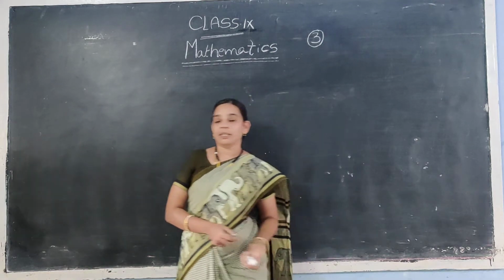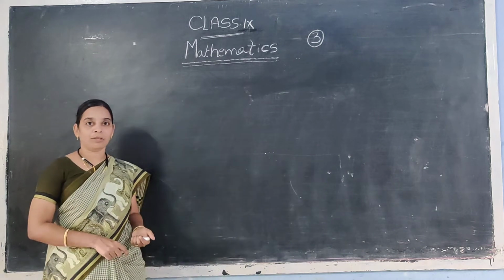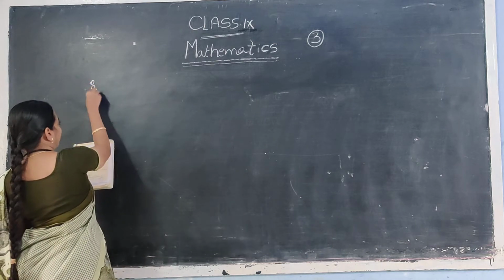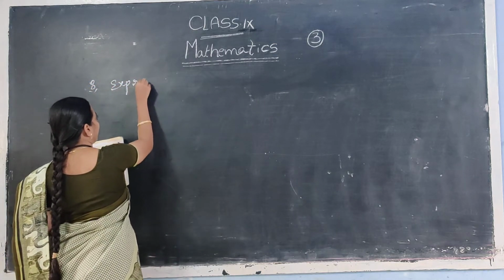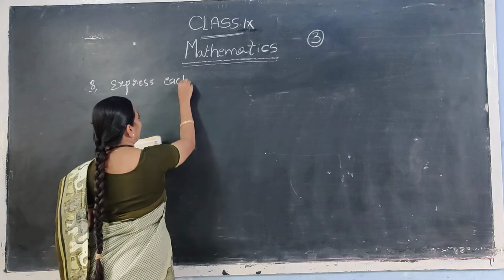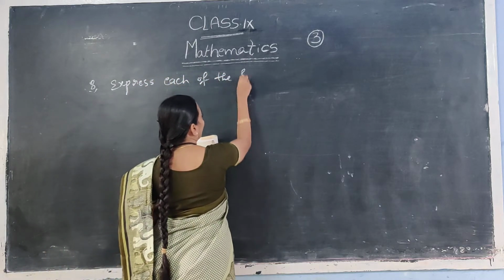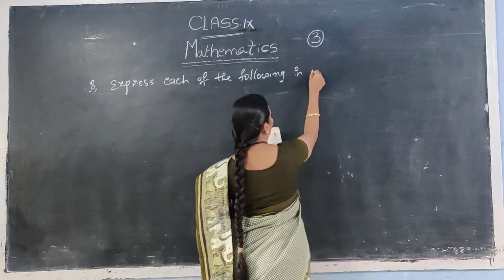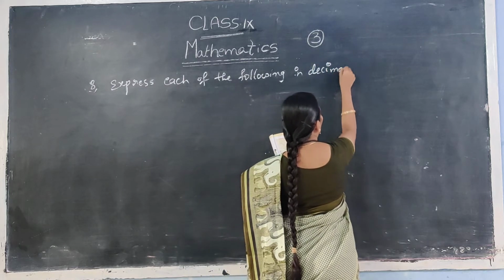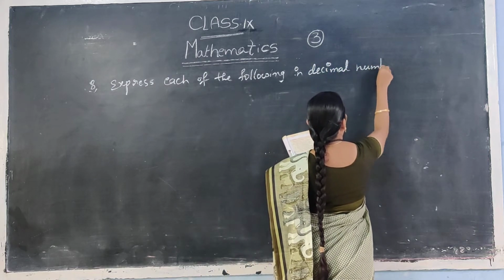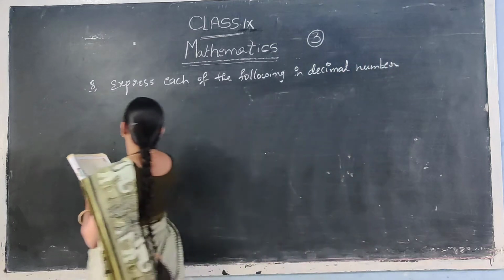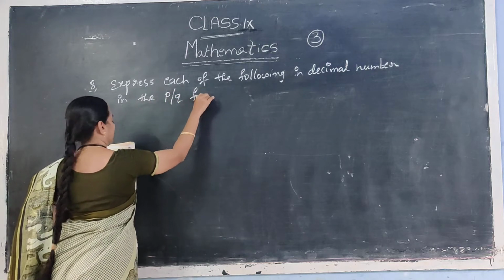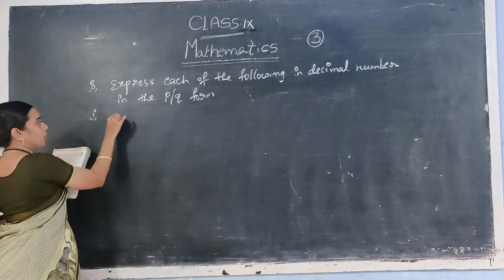Class, yesterday we discussed up to 7 Romans. Now we will start 8th Roman. So that is question number 8. Express each of the following decimal numbers in the P by Q form. So the first question is 0.5 bar.